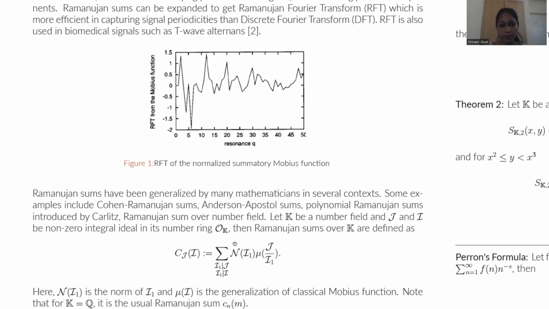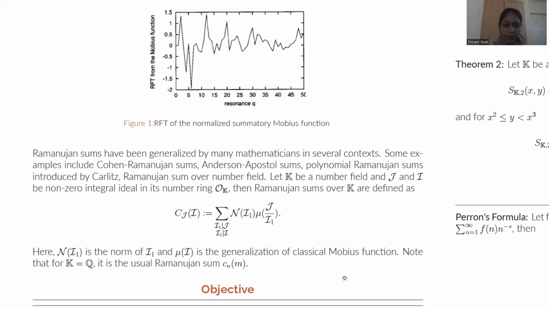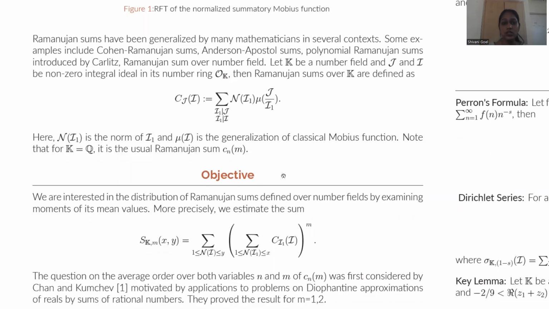ring of integers O_K, then the Ramanujan sum is the analog of the second definition of the Ramanujan sum in terms of the Mobius function. Here N(I) is the norm of the ideal I and mu(I) is the generalization of the Mobius function over number fields. If K is equal to Q, the sum coincides with the usual Ramanujan sum. So this is the definition and brief motivation to study the Ramanujan sum.